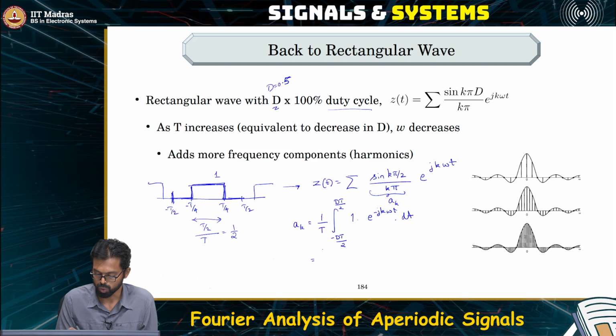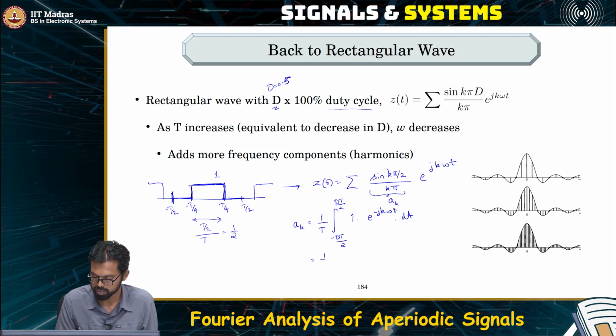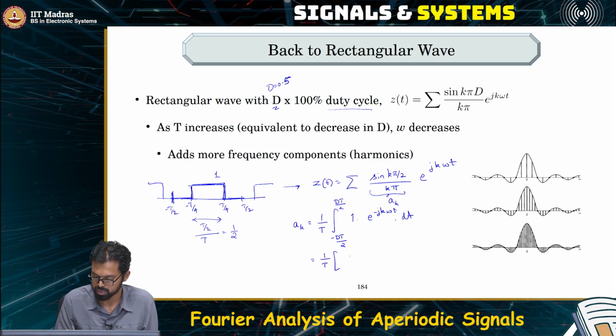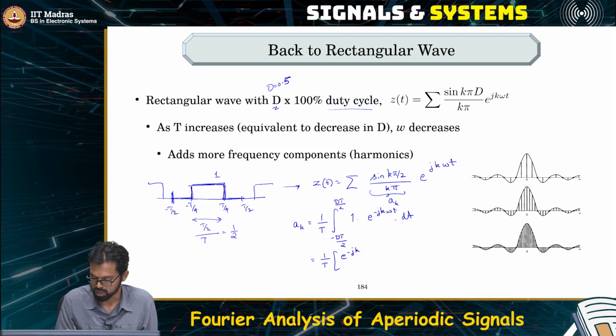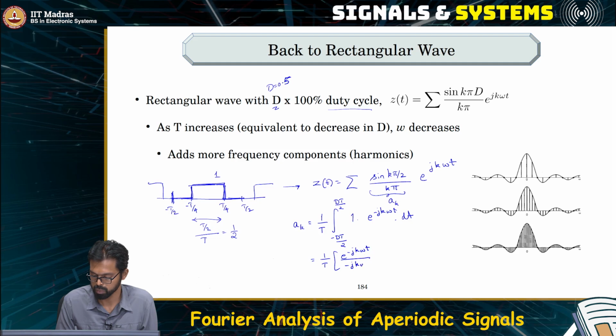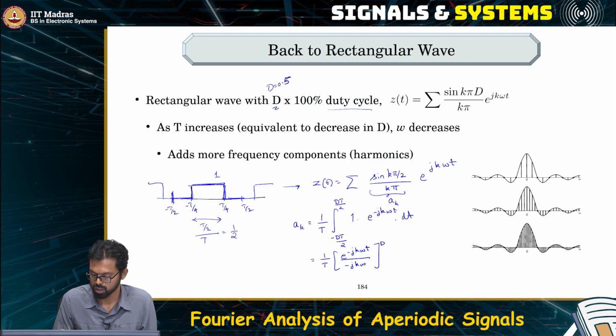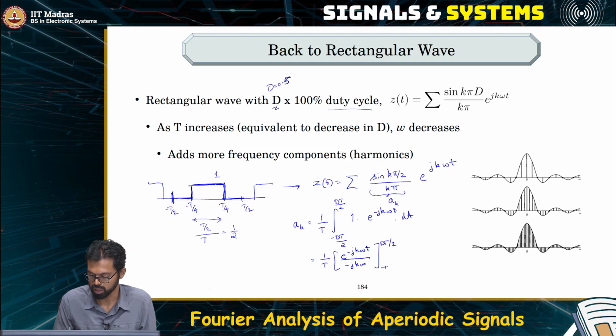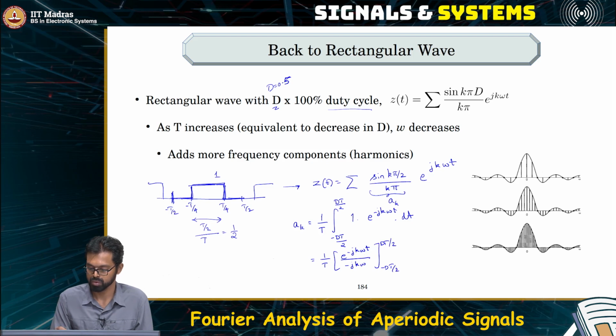So what is this? This is 1 by T, e power minus j k omega t divided by minus j k omega, evaluated from minus dT by 2 to dT by 2, right?